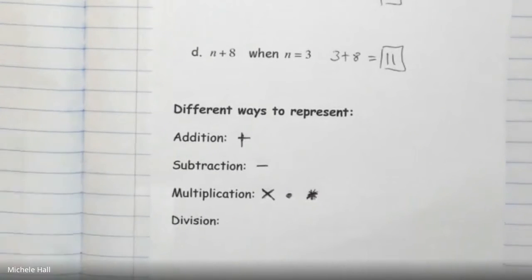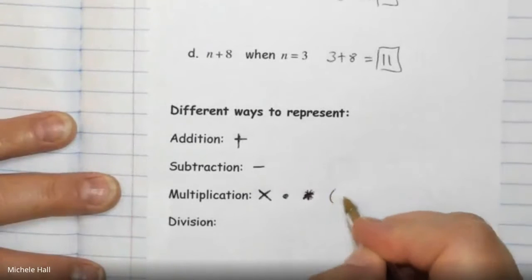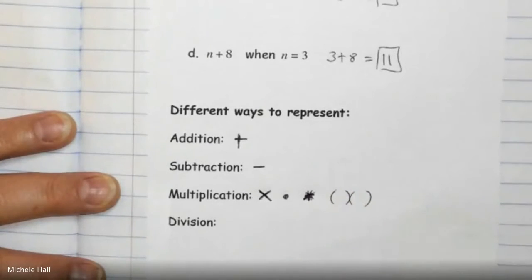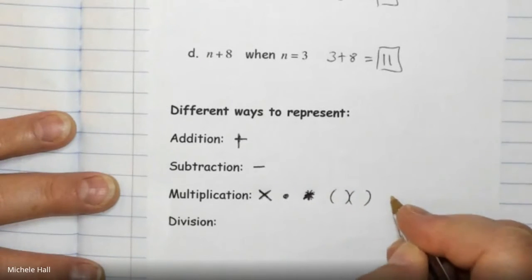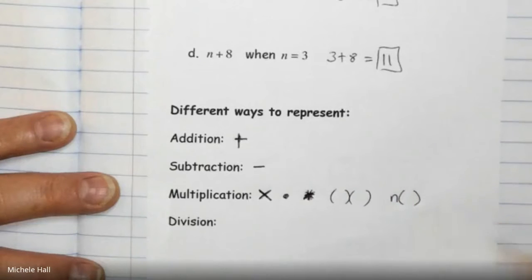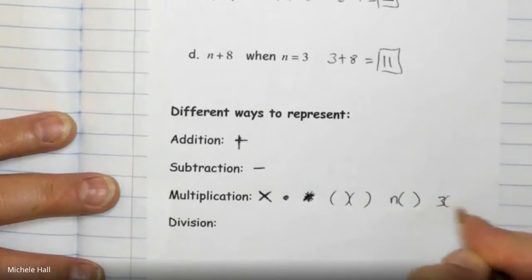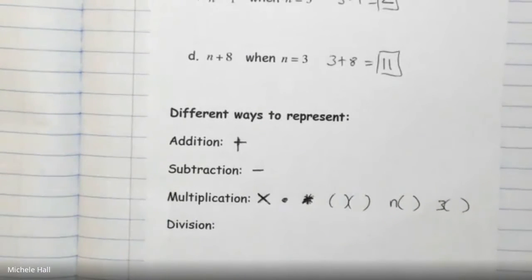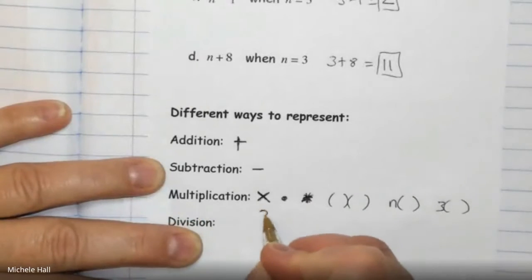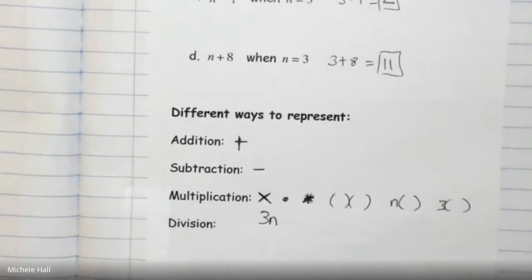Parentheses are the ones that you use all the time. So you could have 2 parentheses next to each other to show multiplication. You could have a variable next to parentheses. You could have a number next to parentheses. That means multiplication. That is the one that we use all the time. Or just putting 3n next to each other, right? You could also do this, just a number and a variable right next to each other.